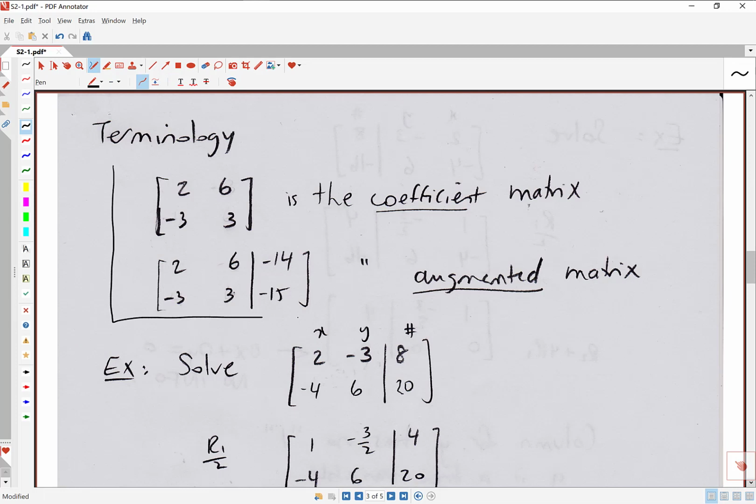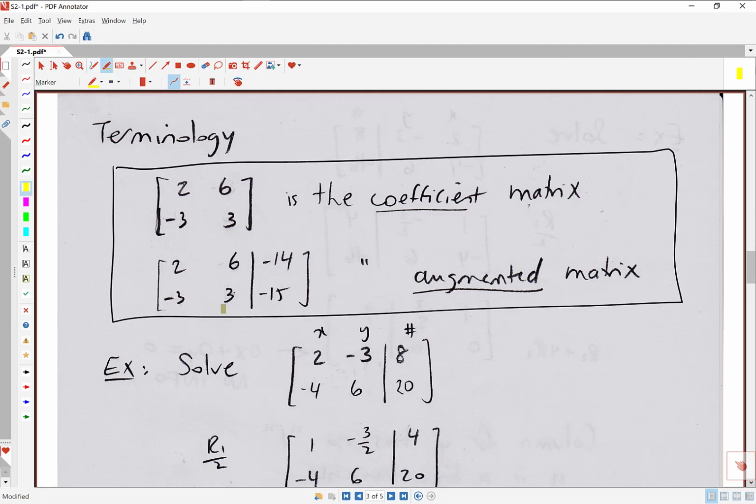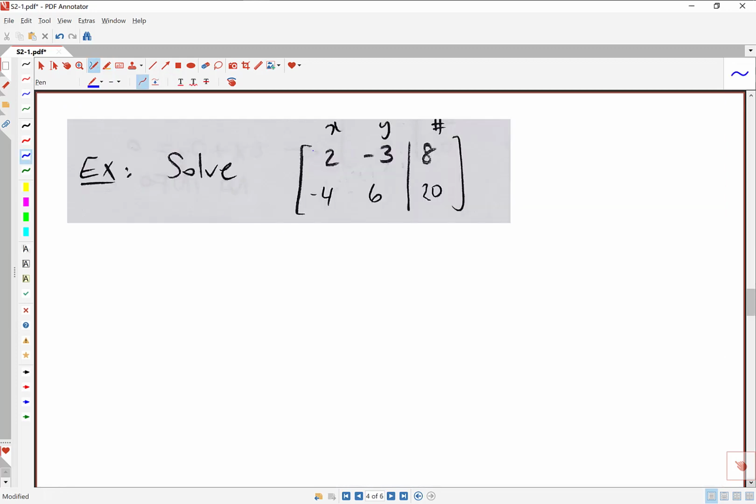So just a little bit of terminology now that we've seen how to set up these matrices. The name for the matrix that we set up when we were solving that system, that's called the augmented matrix. And if for some reason you just wanted to talk about the left side of that, you would call that the coefficient matrix.